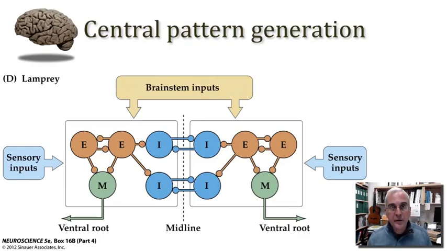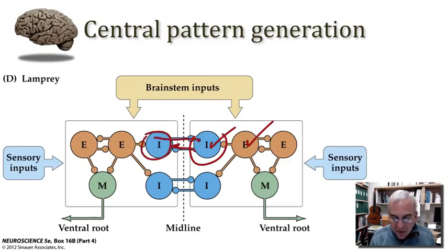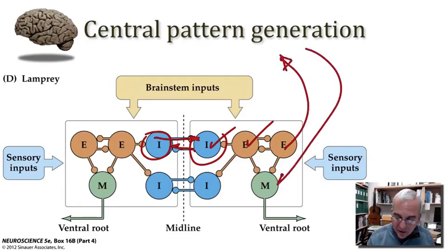Central pattern generators typically involve an interaction between excitatory neurons and inhibitory neurons. Some of these neurons are going to send connections that cross the midline, and this allows for the coordination of circuitry in one ventral horn with that of another. There will also be circuitry that spans the segmental levels, allowing for the interactions from one segment to another.